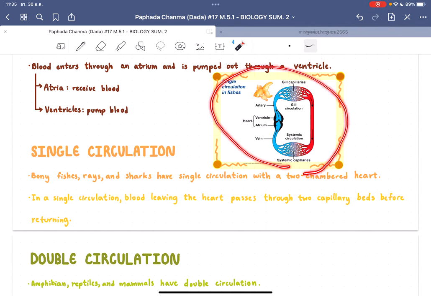This is single circulation. Bony fish, rays, and sharks have single circulation with a 2-chamber heart. In a single circulation, blood leaving the heart passes through the capillary beds before returning.